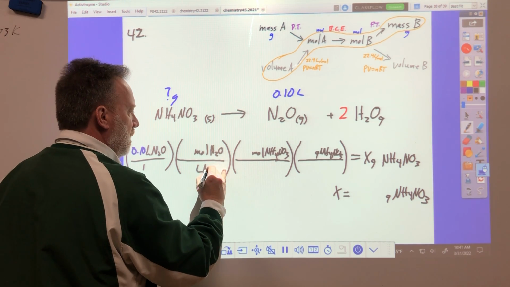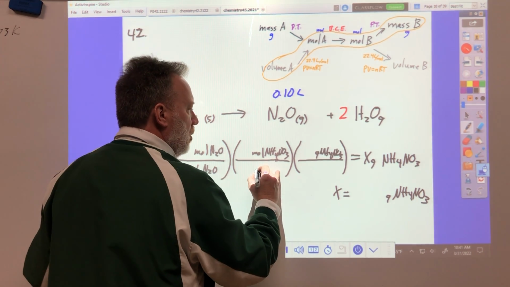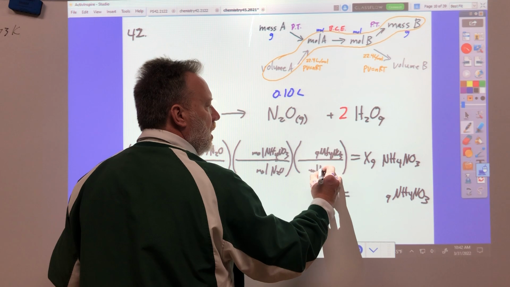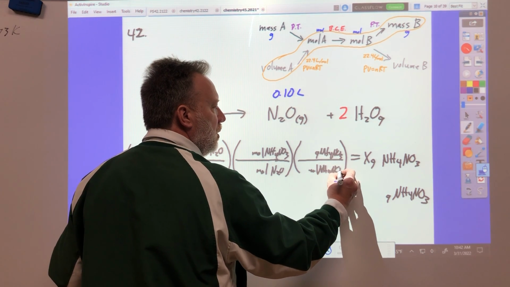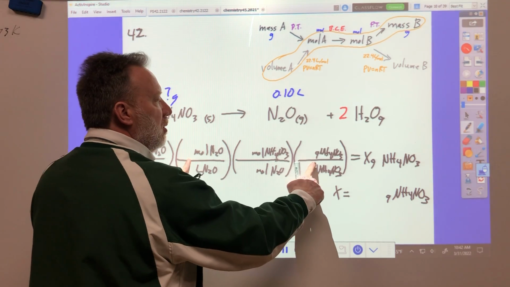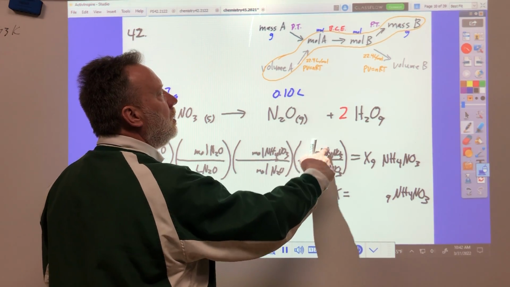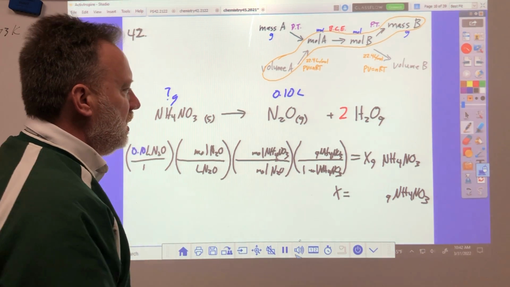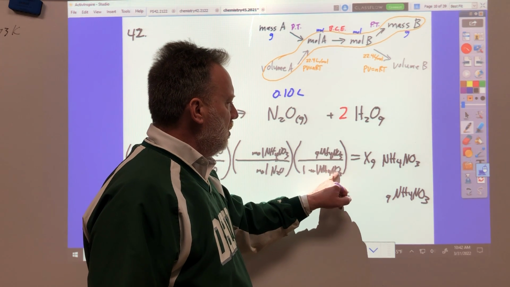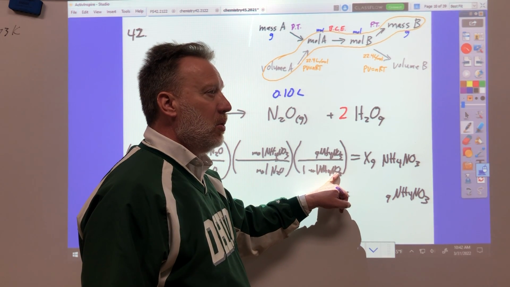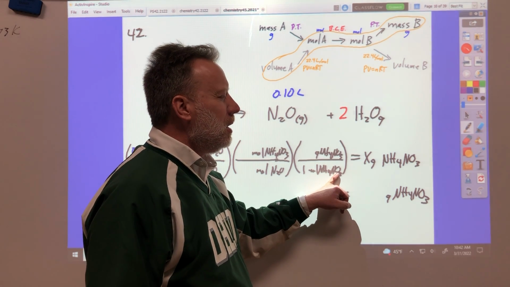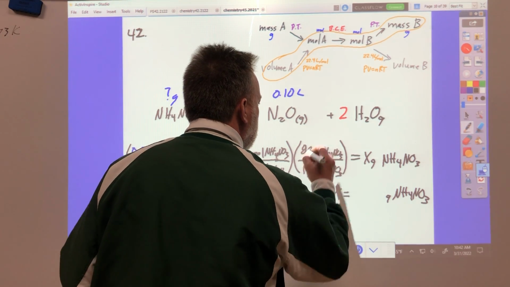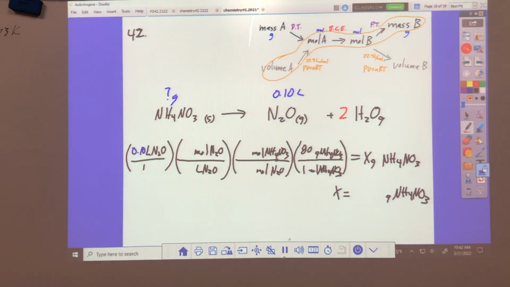So liters N2O goes here. Moles N2O goes here. Moles NH4NO3. Okay, so from the periodic table, that's this one. A mole of ammonium nitrate has a mass of what? Well, we have 2 nitrogens at 14 apiece, that's 28. Plus 4 hydrogens and 3 oxygens at 48, so 28 and 48 is 76, plus 4 is 80. So about 80 grams.